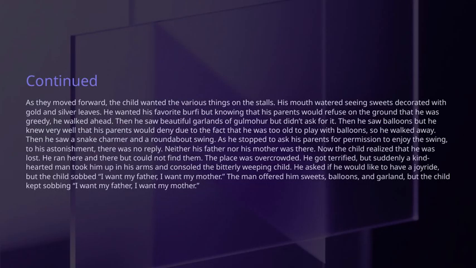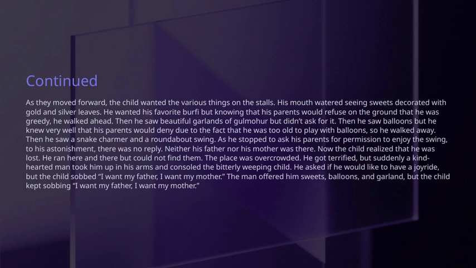As we continue, let's focus on what happens as the child moves forward in the fair. He's curious about all the stalls around him, and you can see his excitement build. His eyes light up at the sight of sweets decorated with gold and silver leaves. Imagine how tempting they look. Naturally, he wants his favorite burfi, but he's also aware of his parents' expectations. He thinks they might see him as greedy if he asks, so he chooses to walk ahead without requesting it.